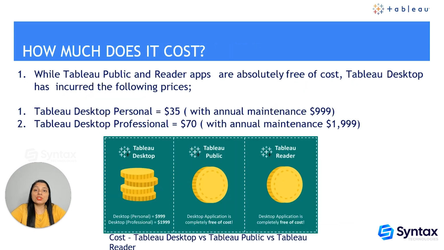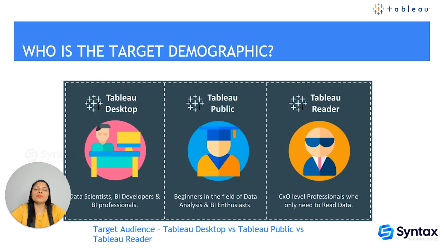So, how much will it cost if you want to go for the licensed version? Tableau Desktop Personal will cost you $35 with an annual maintenance of $999, whereas Tableau Desktop Professional costs $70 with an annual maintenance of $1,999. This is the cost for the licensed version. We are going to use Tableau Public in this session, which is free of cost. We don't have to pay anything. We just need to download the tool from the website.